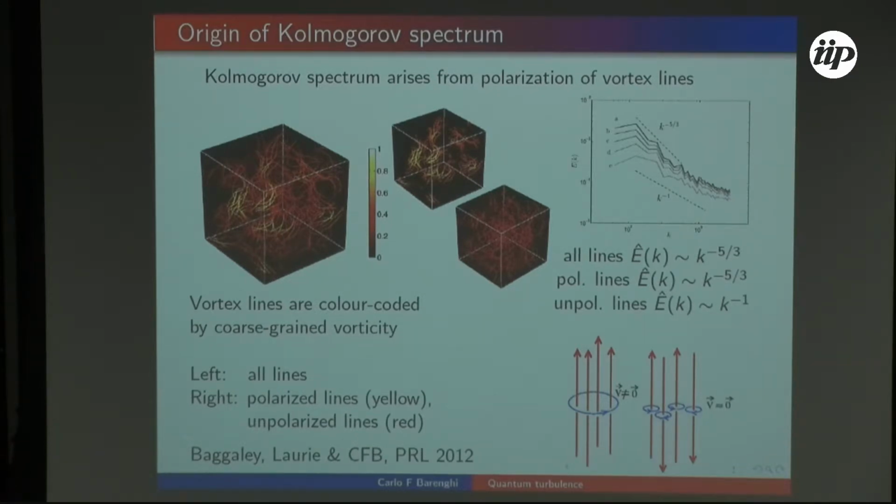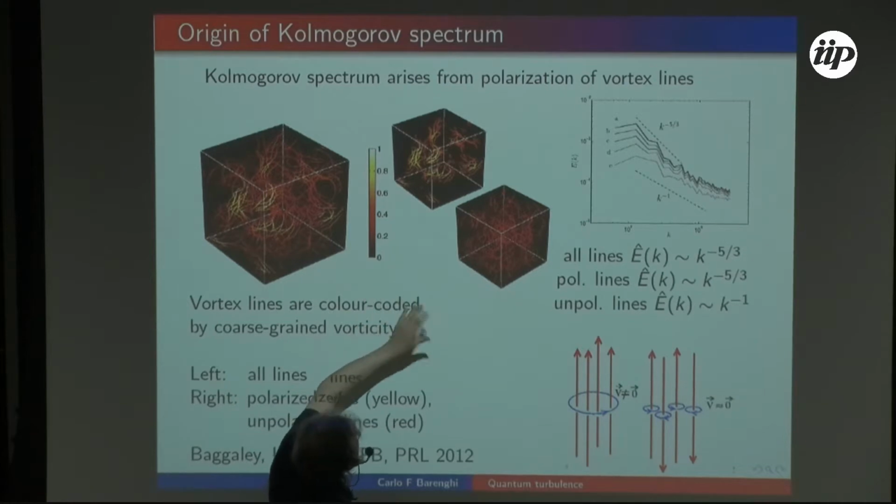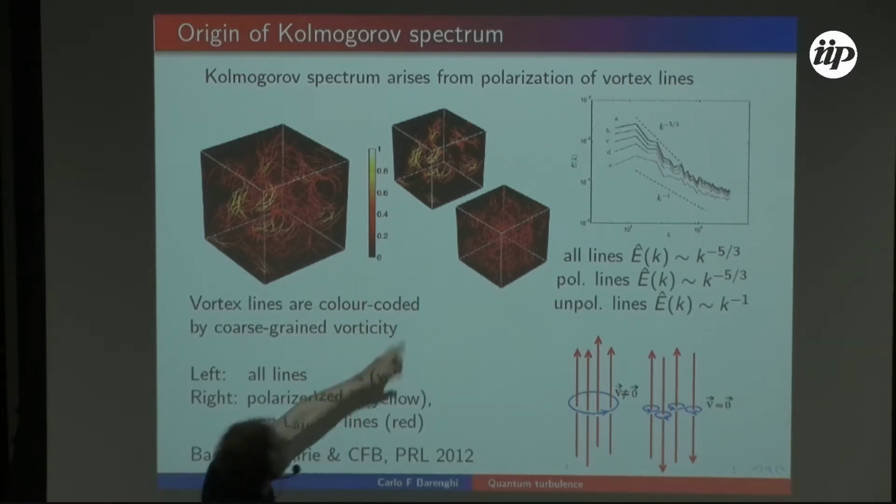And you see here a justification. Here the vortex lines are color-coded, yellow and red, depending on the coarse-grained vorticity. So when they're yellow, there is large coarse-grained vorticity. So it means they are parallel. When you see red, they are not parallel. They are random with each other. So here you see the decomposition. This tangle of vortices has been decomposed into two parts, essentially the parallel and the random part.